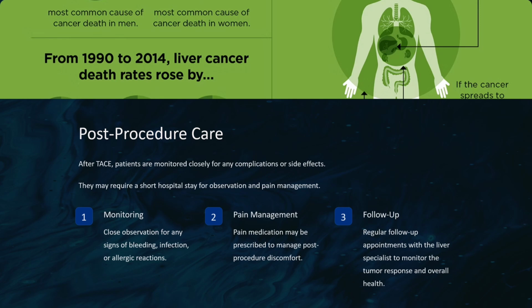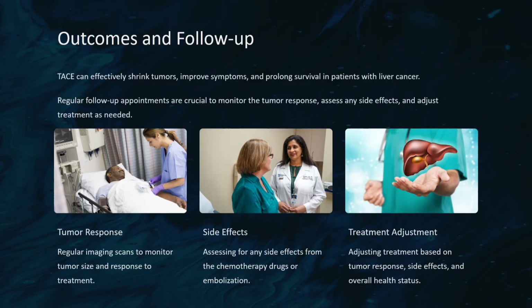Then comes the follow-up, that is regular follow-up appointments with the liver specialist to monitor the tumor response and overall health. Outcomes and follow-up: TACE can effectively shrink the tumor, improve the symptoms and prolong survival in patients with liver cancer. Regular follow-up appointments are crucial to monitor the tumor response, assess any side effects, and adjust the treatment as needed. Tumor response means regular imaging scans to monitor the tumor size and response to treatment. Side effects, assessing for any side effects from the chemotherapy drugs or embolization. And then comes the treatment adjustment, that is adjusting the treatment based on tumor response, side effects, and overall health status.